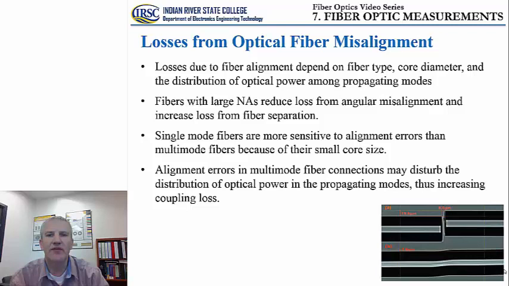So different types of fibers would react to the optical fiber misalignments in different ways. Another example would be single mode fibers that are more sensitive to alignment errors than multi-mode fibers because of their small core size, which is obvious. And finally, the last comment that we want to make is that alignment errors in multi-mode fiber connections may actually disturb the distribution of the optical power in the propagating modes, thus increasing coupling loss. So in the case of multi-mode fibers, we have multiple modes propagating along the core of the fiber, and any kind of misalignment would have a certain negative impact on these different modes. In other words, we'll have a certain disturbance of the distribution of the optical power that may eventually result in the loss of the signal.